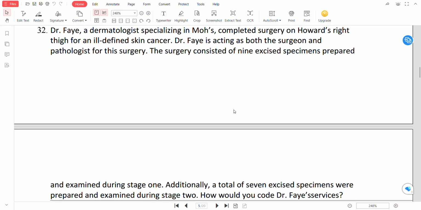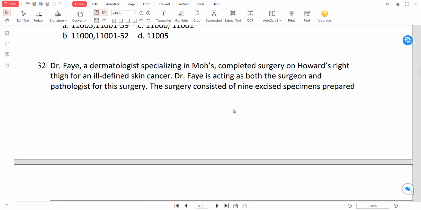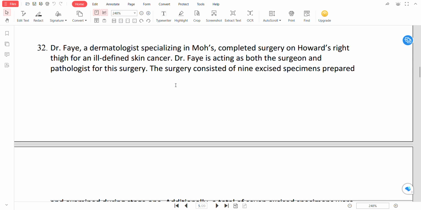How would you code Dr. Fay's services? In every 10K series, Mohs surgery is very important. Also repeated questions. So you have to understand the concept of Mohs surgery. Okay, it's very, very important. Please mark it.